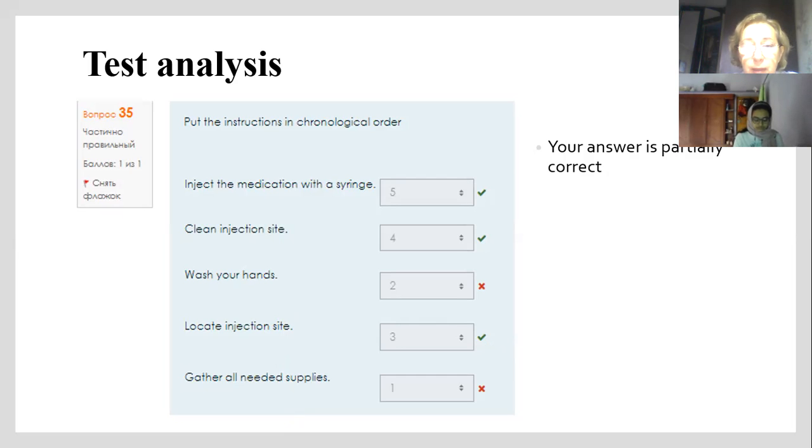That is why you see that it's marked with a red cross, and it shows it's incorrect. But your answer is partially correct because there are more correct stages marked than incorrect. That is why those students got their points for this question.